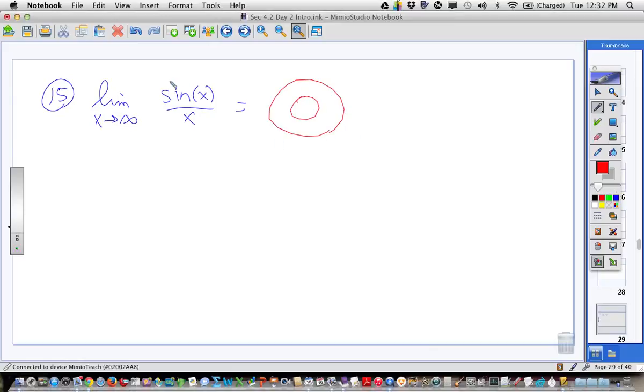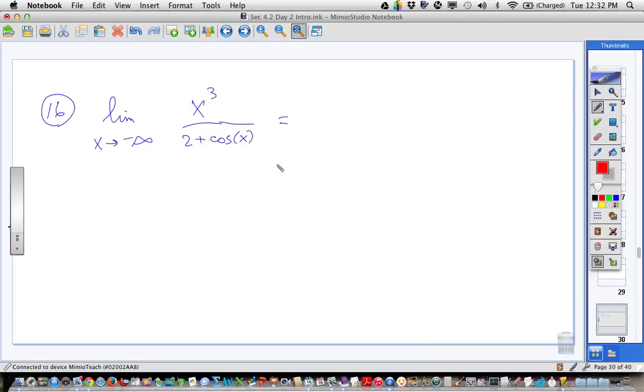Sine is going to go from -1 to 1 when x gets big. So way out at the far edges of the sine graph, it's just going back and forth, -1 to 1. This is going to keep getting bigger and bigger, so this fraction is going to get smaller and smaller. It's going to alternate from positive to negative, but it's going to get very small. So the limit is 0.